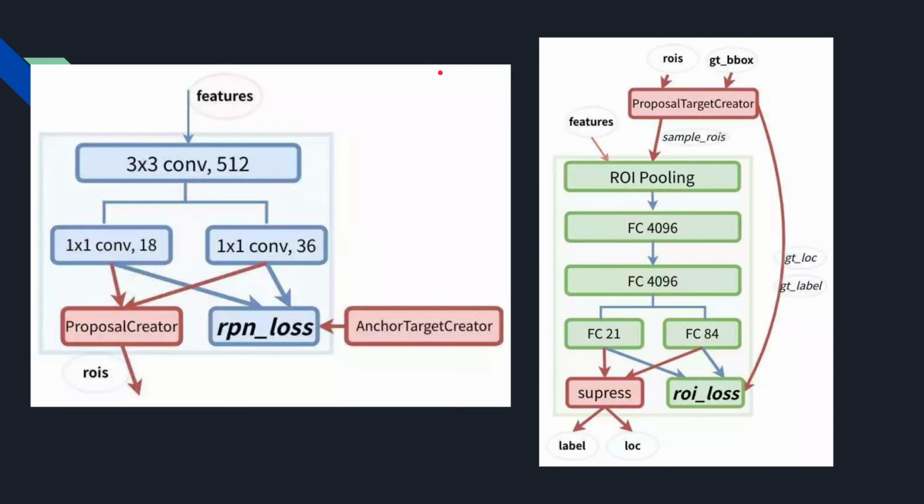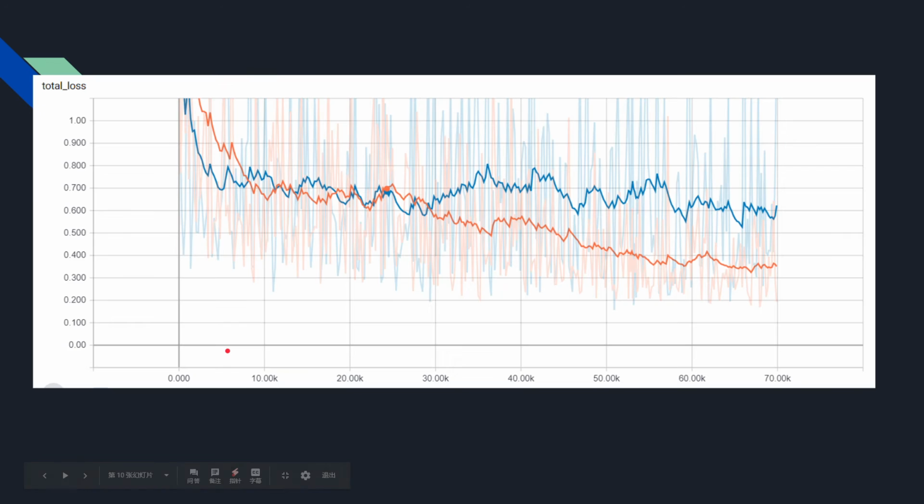For the training process, we used an open source implementation of Faster RCNN to train the model. The total loss is a combination of classification loss and bounding box regression loss for the region proposal network and the final classifying layer. So this is the total loss graph of the model that we trained. The whole process takes approximately 18 hours. The reference list is at the end of the PPT.